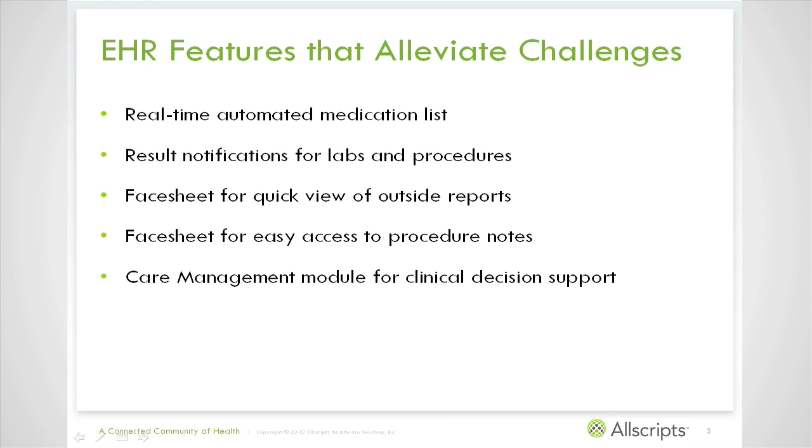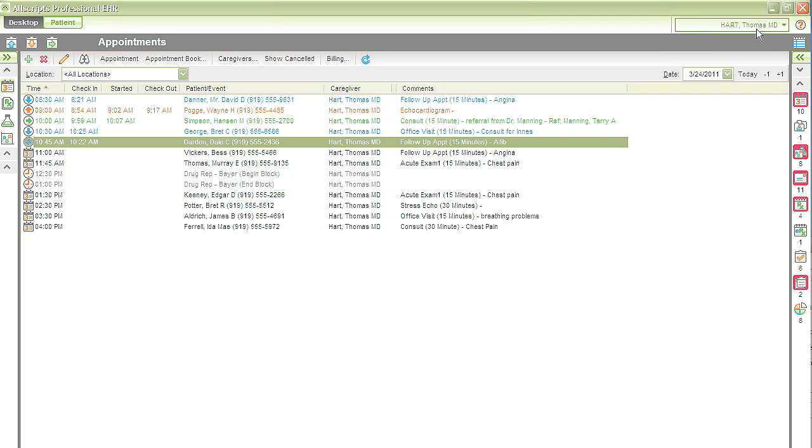Allscripts Professional EHR can help make your life a lot easier with the real-time automated medication list, up-to-date result notifications for labs and procedures, a face sheet for quick view of outside reports, as well as easy access to procedure notes and automatic alerts for clinical decision support for disease management. Now let's take a look at Allscripts Professional EHR to see how we can meet your needs.